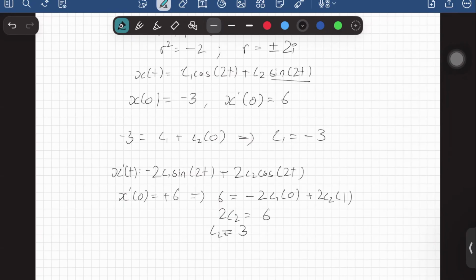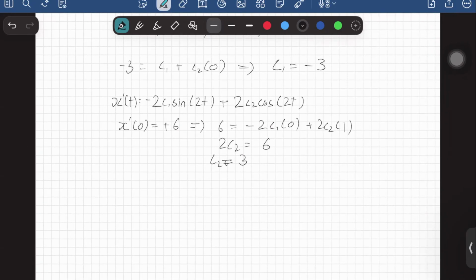And our function, our position function, x of t is basically equal to, sorry, that's going to be negative 3 because our c1 was negative 3. So it's negative 3 cosine of 2t plus 3 sine of 2t. And that is our position function.